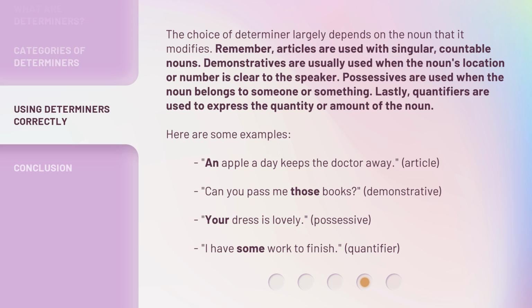Here are some examples. "An apple a day keeps the doctor away." Article. "Can you pass me those books?" Demonstrative. "Your dress is lovely." Possessive. "I have some work to finish." Quantifier.